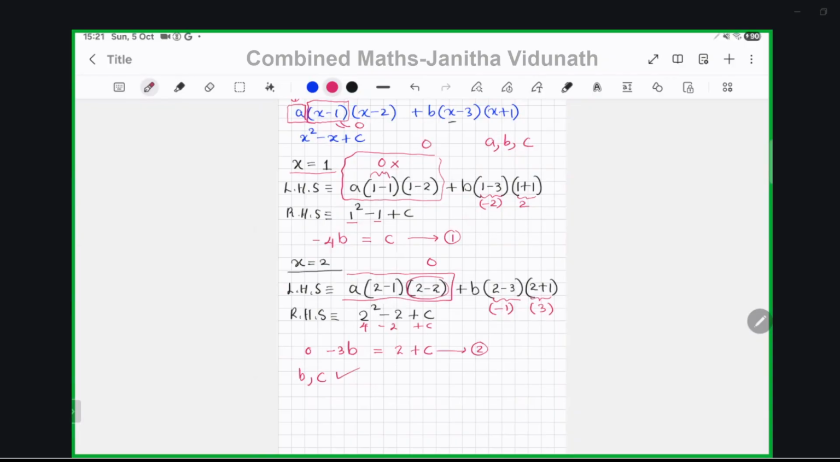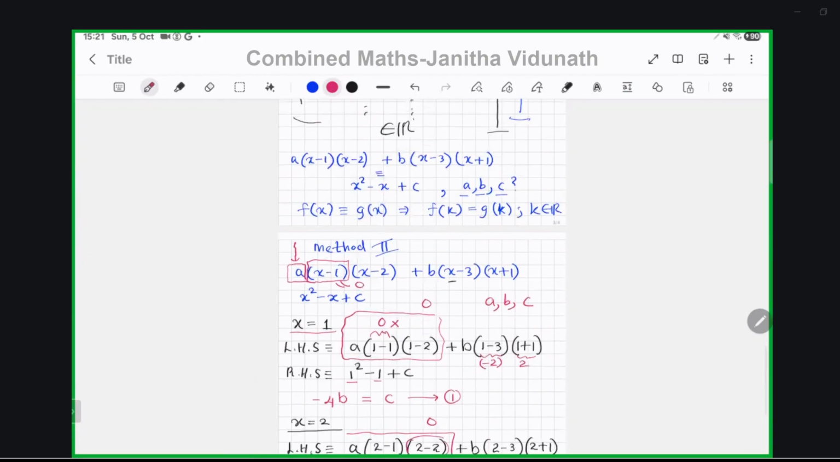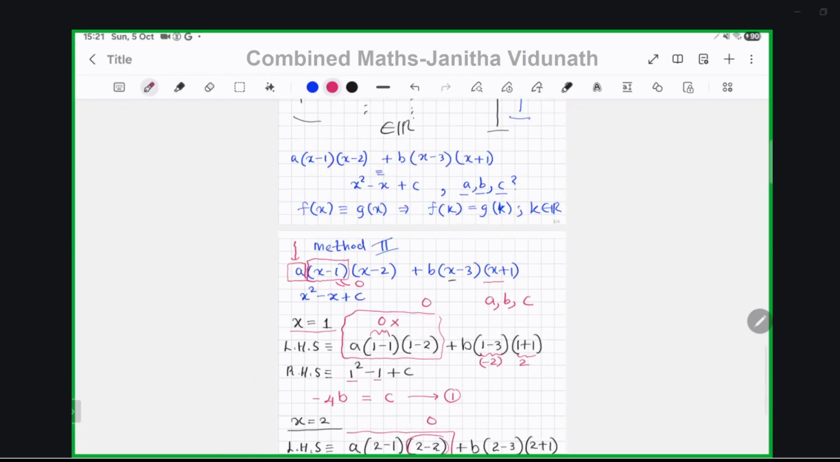Okay, now here if we plug x equal minus 1, then this bracket goes to 0. Then next we can substitute x equal minus 1 because then this variable cancels out and we can get the value for a.